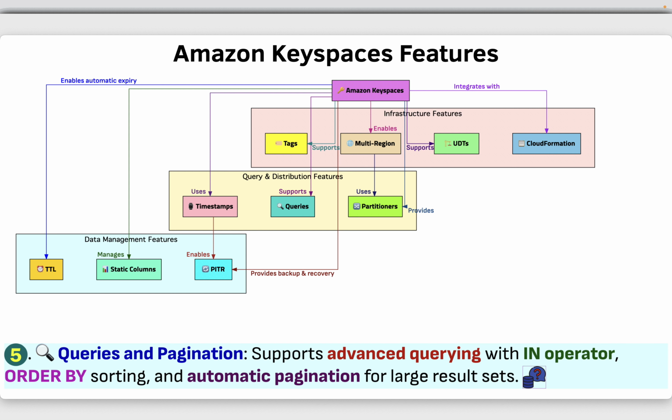Queries and pagination. Amazon Keyspaces supports advanced querying capabilities like using the IN operator with select statements, ordering results with ORDER BY, and automatic pagination of large result sets.